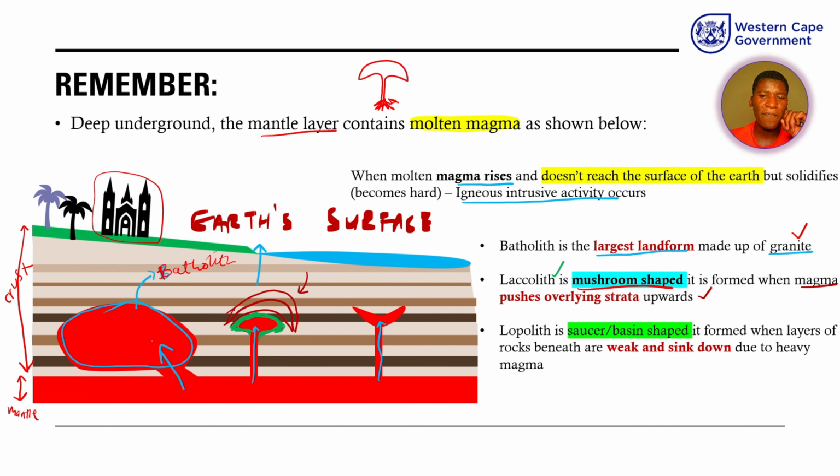It can also happen to have a lopolith. Remember, there's a laccolith, mushroom shaped. Lopolith is basin shaped, so it looks like a saucer.